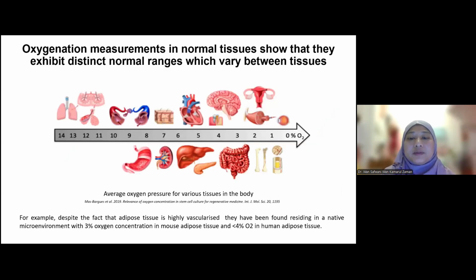According to some literature, there are certain oxygenation levels within our tissues. There are various oxygen levels that we should take note of, especially when culturing stem cells. If you're thinking about differentiating the cells, oxygen levels should be taken into account because they mimic the normal physiological condition in the body. For example, adipose tissue, which I previously worked with quite a lot, is highly vascularized, but its native microenvironment in humans is less than 4% oxygen. That gives us some idea of why oxygen level should be taken into account when culturing cells, especially stem cells.